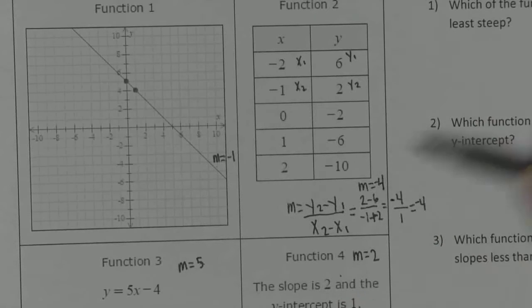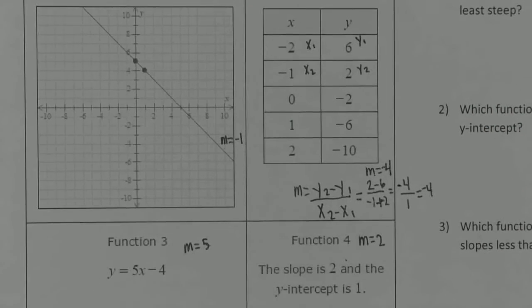Okay, so then back to the question. How can I tell which one of these functions has the least steep graph? I don't really like how that's worded, but that's the way that it's worded on the computer program. So which one grows the slowest, right?